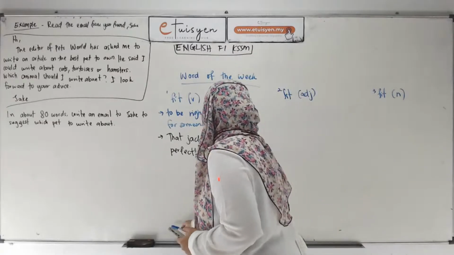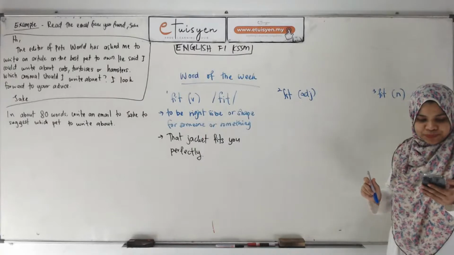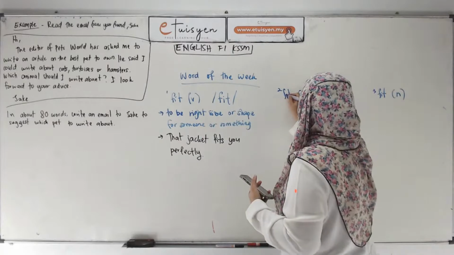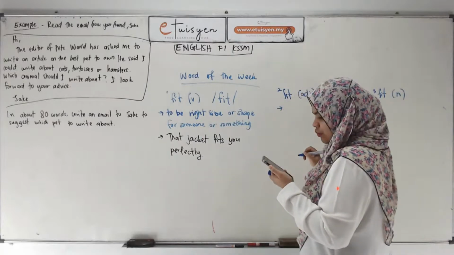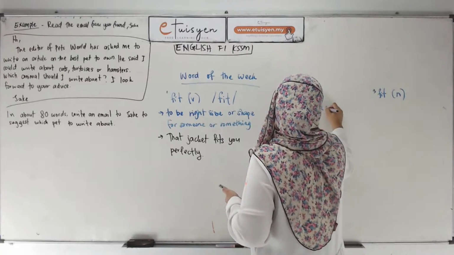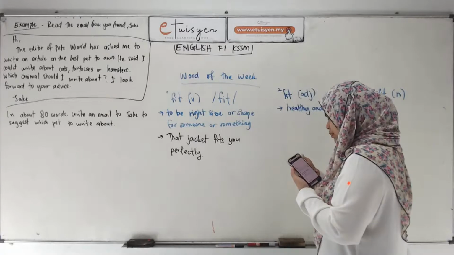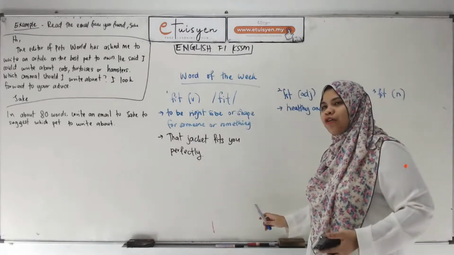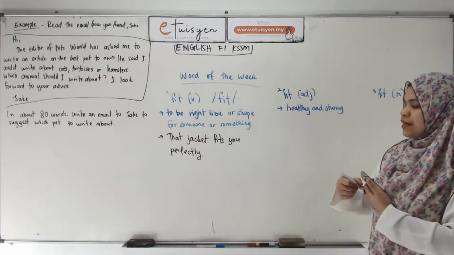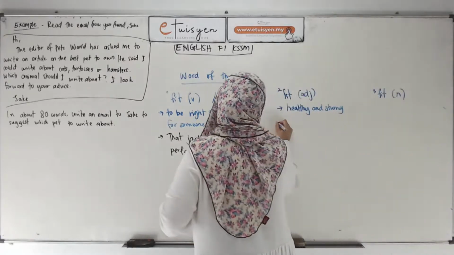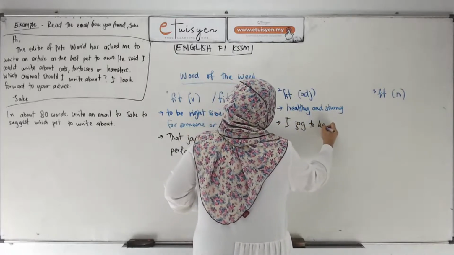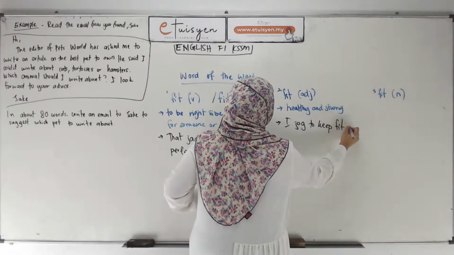Now, when it's used as an adjective, let me scroll down a bit because there are a lot of ways of using this fit. It has many meanings. But this is what I wanted to share with you. Here it means healthy and strong. Someone fit, oh, that person is so fit, just started the gym to become fit, something like that. How do you use it in an English sentence? I jog to keep fit.